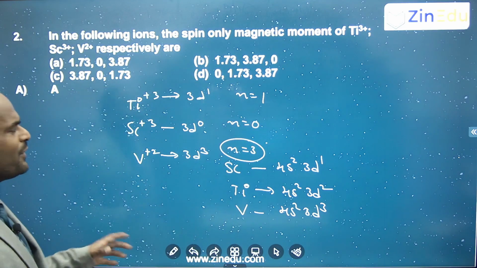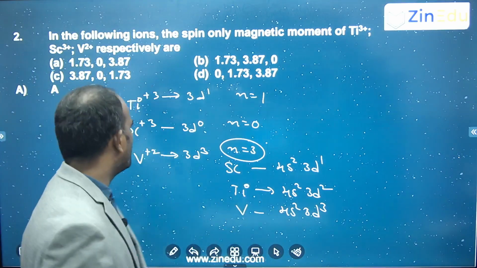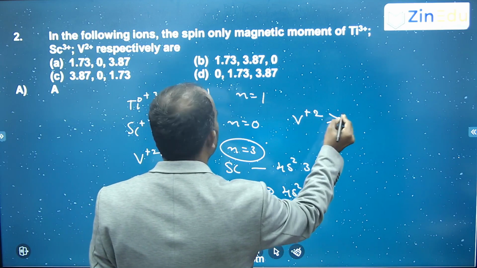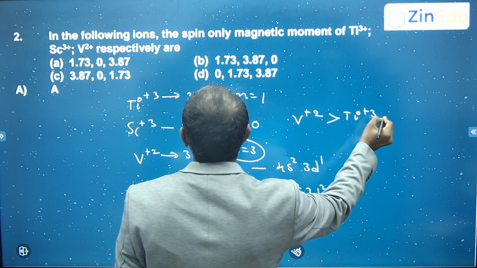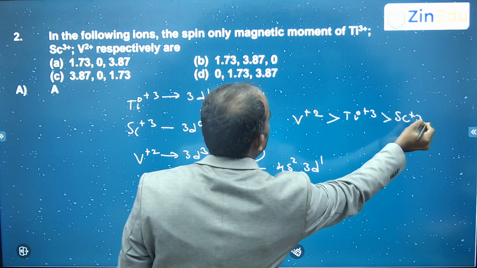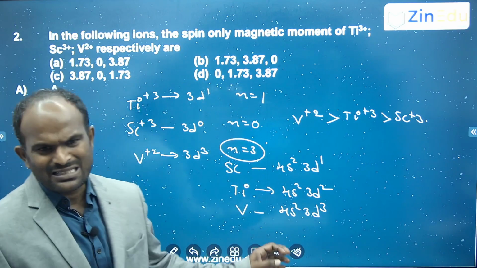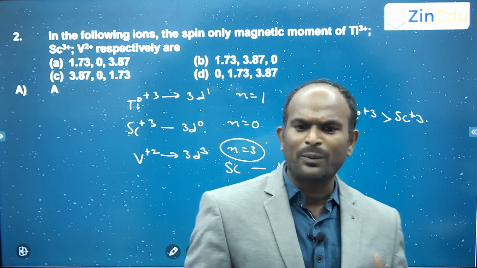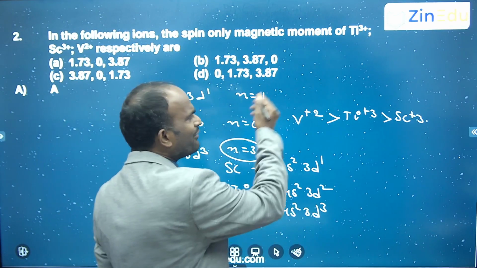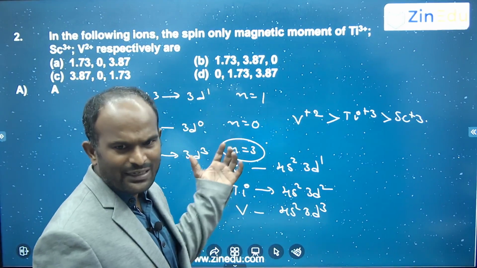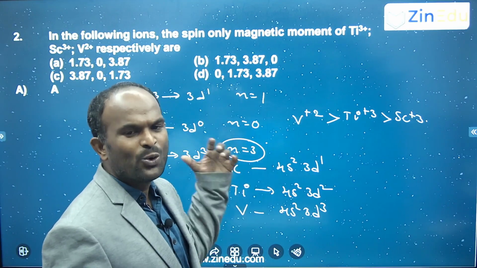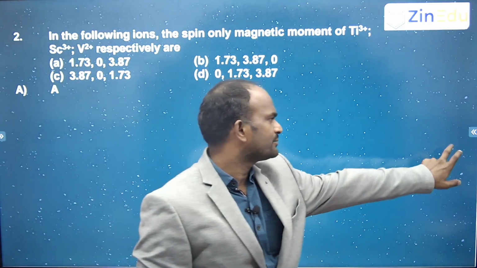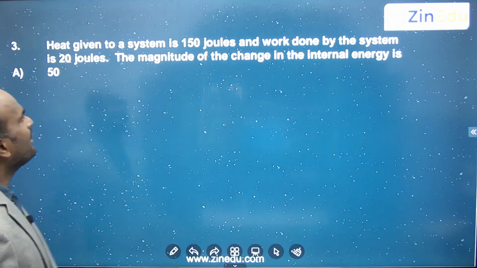So the more the number of unpaired electrons, the more will be the magnetic moment. Now who will have the more magnetic moment? V2 plus is greater than Ti plus 3 is greater than scandium plus 3. So here also, as simple as that, as you know the number of unpaired electrons, based on the formula square root of n into n plus 2 you can calculate. We just calculated the number of unpaired electrons and came to the conclusion about who has the more magnetic moment. Next question.